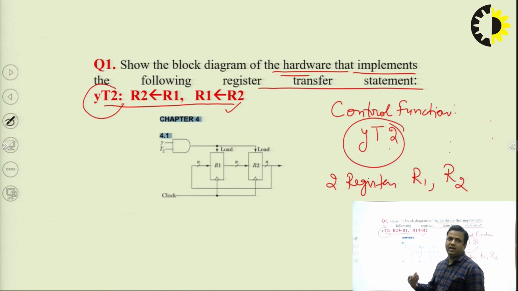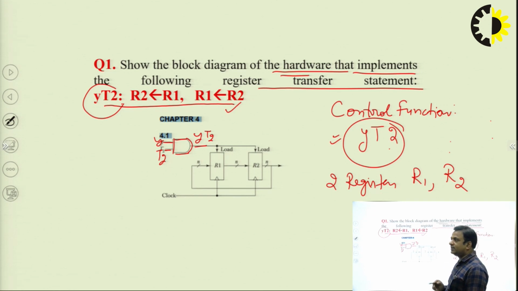So how will we design the control function? This is the crux of this problem. The control function is by T2. So we have 2 variables for a logic function, one is by and second is T2, and they are connected with an AND logic gate. Here this is by, this is T2, and this is connected with an AND gate. This is my control function now.